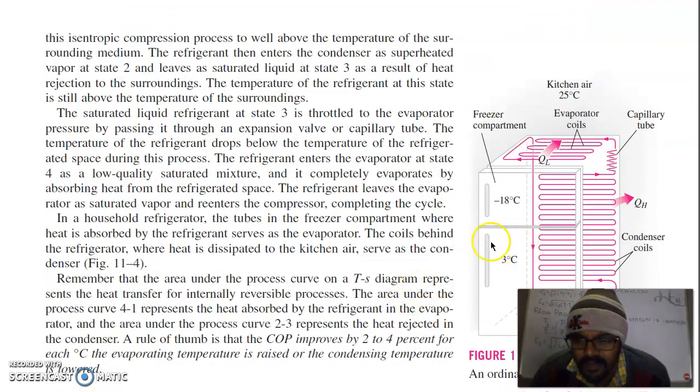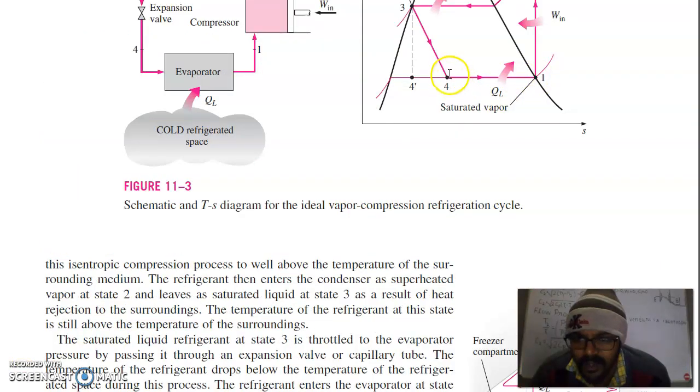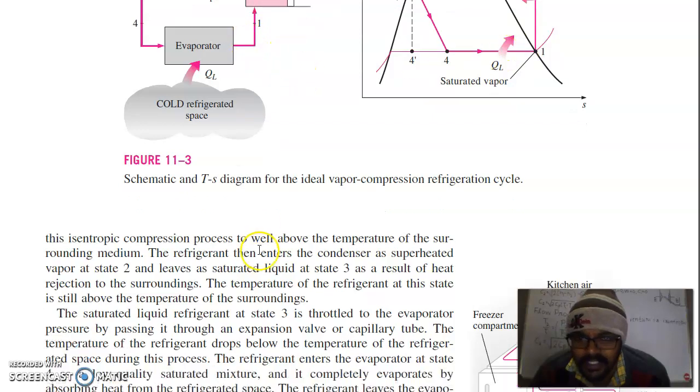Suppose the cabin temperature is, say, 10 degrees Celsius. After the expansion, the refrigerant temperature should be like -20 or -10 degrees Celsius, so that it can be used to take heat, to convert water into ice, and to keep your food and products at the refrigerated level. The refrigerant leaves the evaporator as a saturated vapor and re-enters the compressor, completing the cycle. From 4 to 1 heat is absorbed, and the refrigerant, which is in mixture form, will convert to vapor, leave the evaporator and enter the compressor.